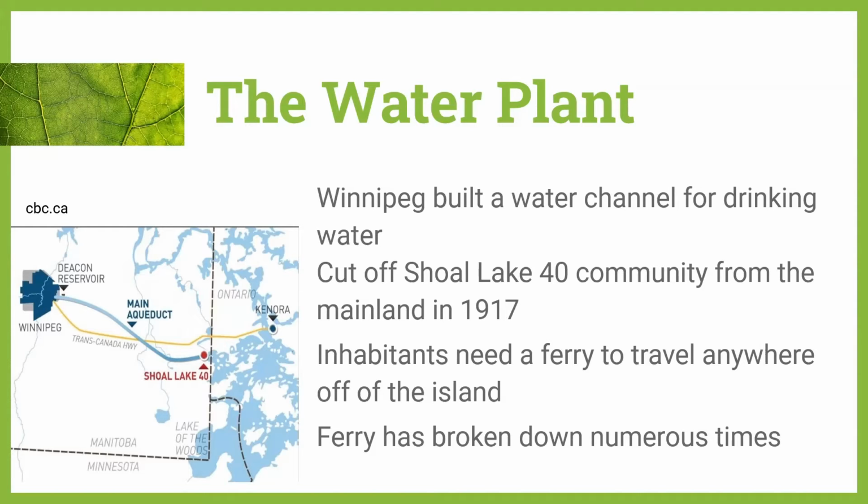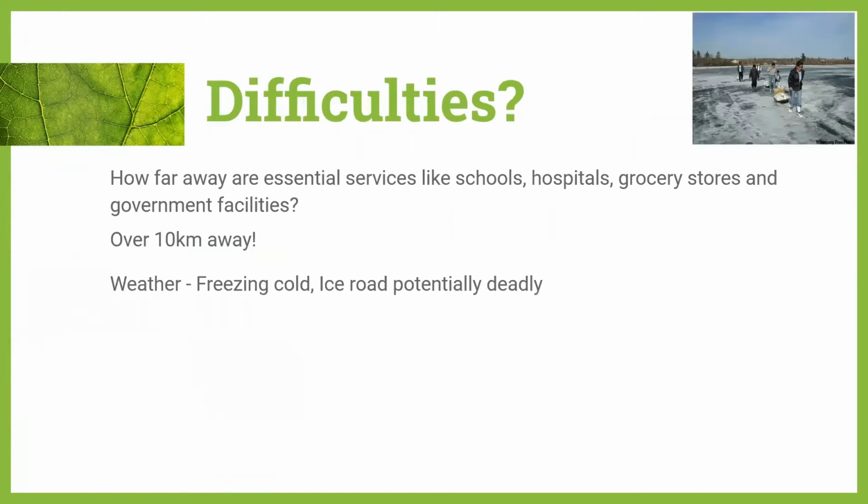This made it challenging as inhabitants needed a ferry to travel anywhere off of the island, and the ferry would break down numerous times over the course of the years. Some more difficulties are how far away essential services are, like schools, hospitals, grocery stores, and government facilities. They were over 10 kilometers away. The weather was also a challenge, as in the winter it was freezing cold and the ice roads would be potentially deadly, and people would need to traverse the ice just to cross over from the island.